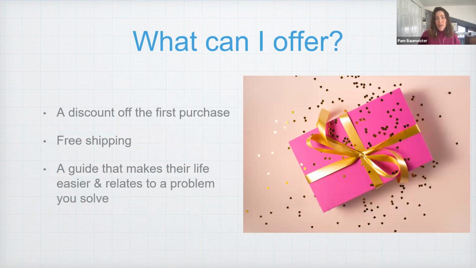Okay. Here's some ideas. Obviously, we talked about the J. Crew thing, a discount off the first purchase, which a lot of places use. Free shipping is a thing. If you mail things, if you have products that you send, that's also really good. People love free shipping, thanks to Amazon Prime, which is not technically free. Or a guide that makes their life easier and relates to a problem you solve. That's a little bit more time intensive and effort intensive, but it's something that you could offer because if people see you as an expert, they're going to come to you when they have that problem that you solve. Okay, let's go to the next slide.